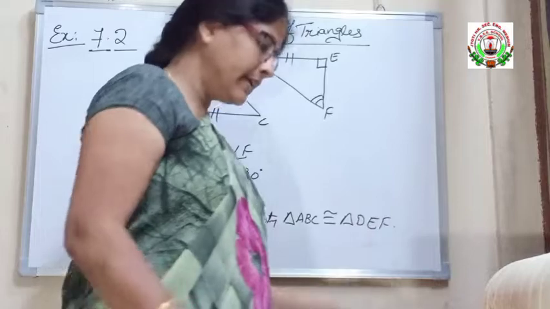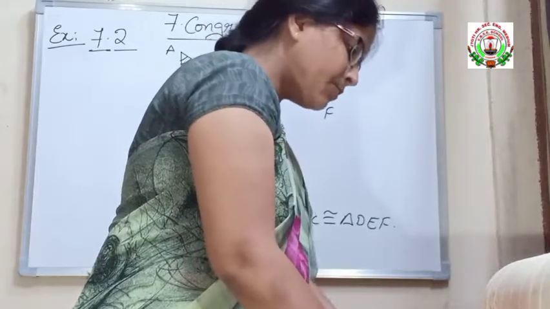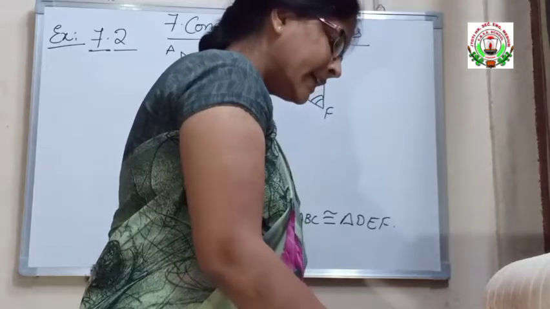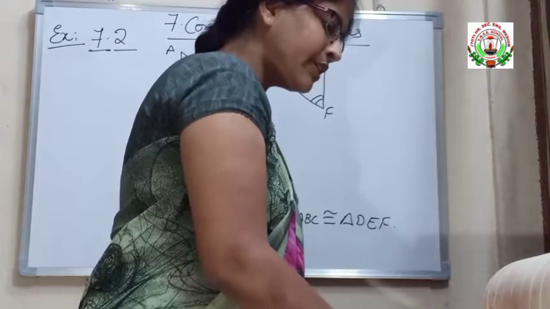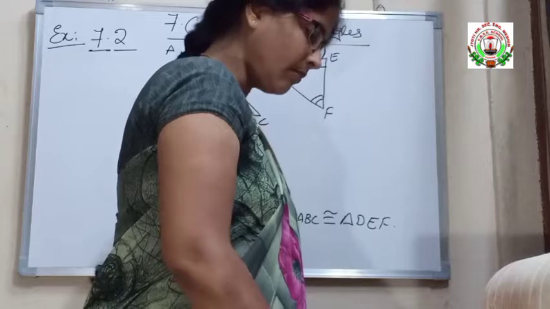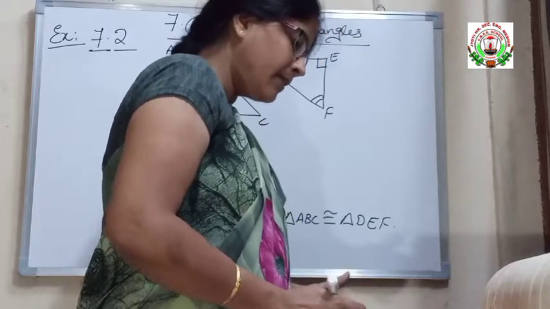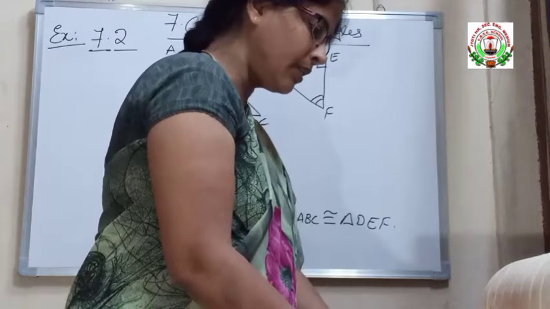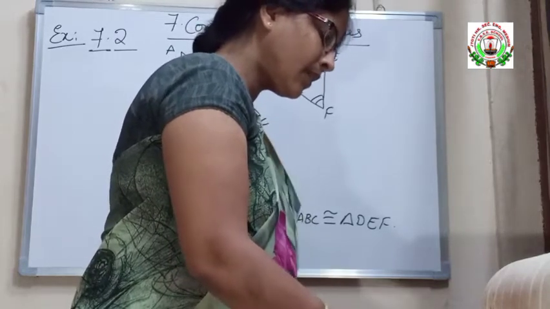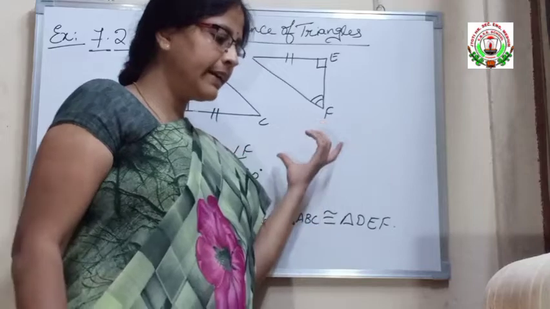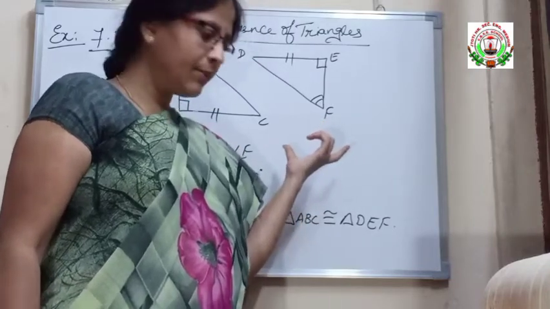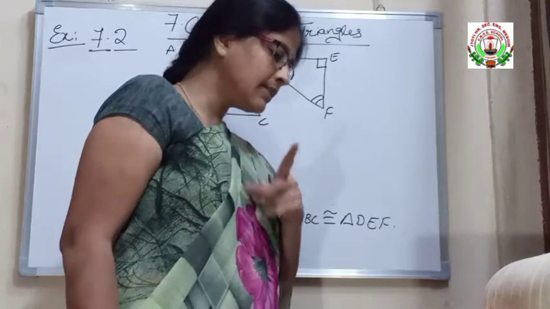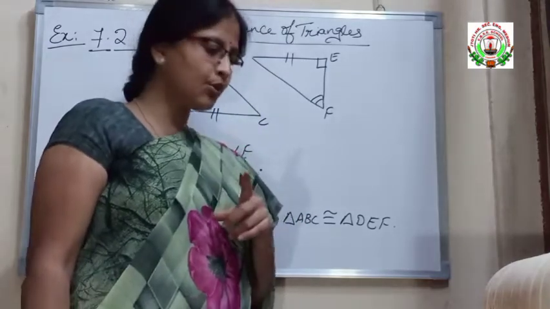With this we have completed our exercise 7.2 also. I hope we have completed our chapter, congruence of triangles, also. I am going to give you the PDF for you to complete the notebook. So with this we have completed our exercise 7.2. I have given only one question, that is 6th one, B part, for you to solve.